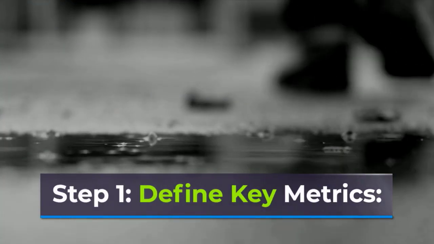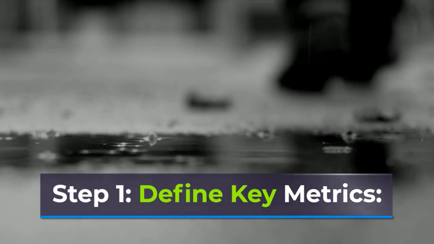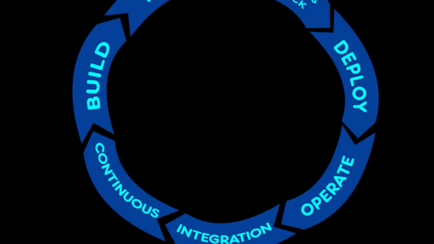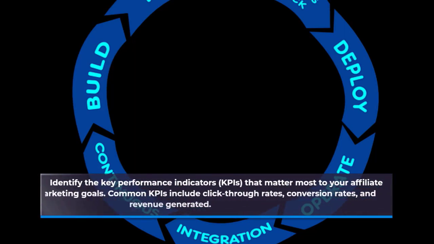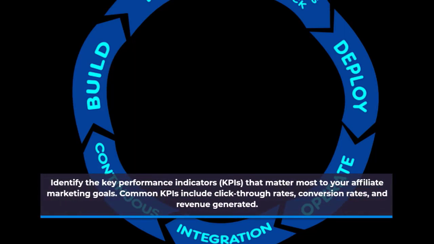Step 1. Define key metrics. Identify the key performance indicators, KPIs, that matter most to your affiliate marketing goals. Common KPIs include click-through rates, conversion rates, and revenue generated.